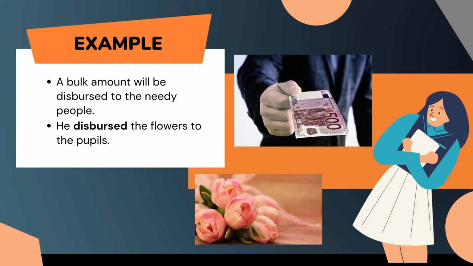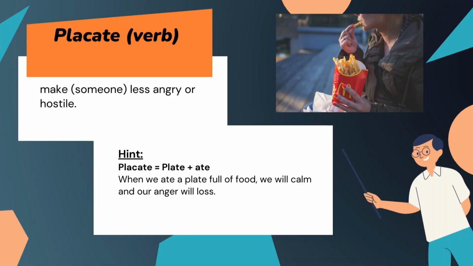Let's have a look at the examples. The first example is a bulk amount will be disbursed to the needy people. This means that needy people will be given a large amount of money by the rich or by the head of the state or anybody else. He disbursed the flowers to the people. This means that he gave or distributed flowers amongst his students.